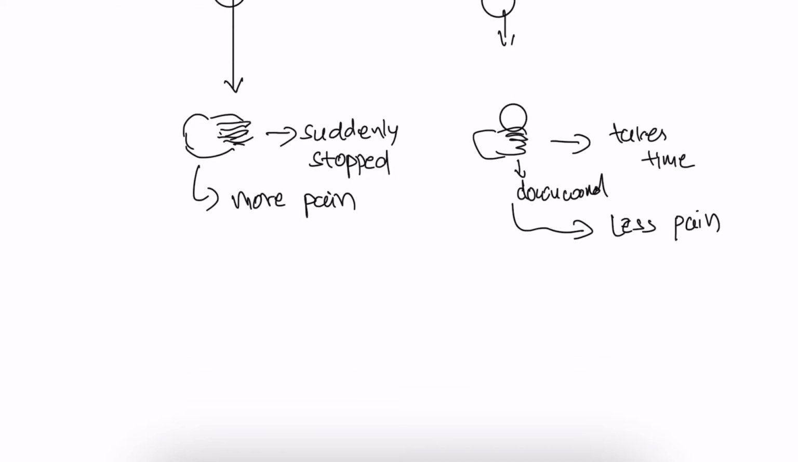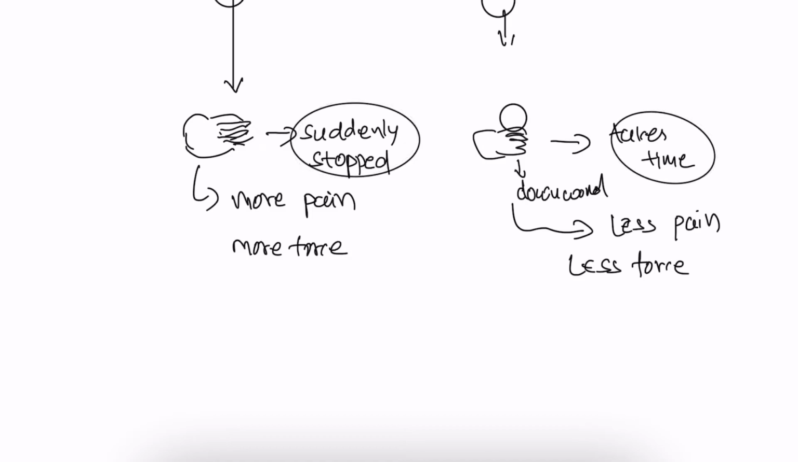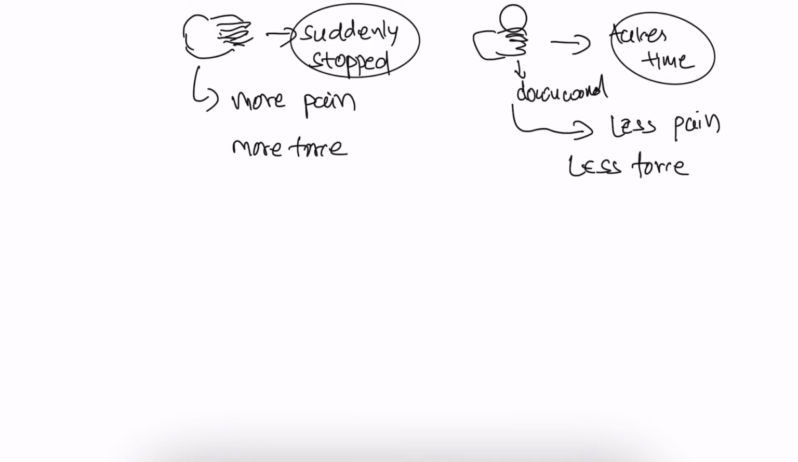So more pain means more force is here. Here less force is here. Look here, to stop it takes more time interval, but here it is suddenly stopped. So here force depends upon the time interval. If the time interval is more, force is less. If the time interval is less, force is more.